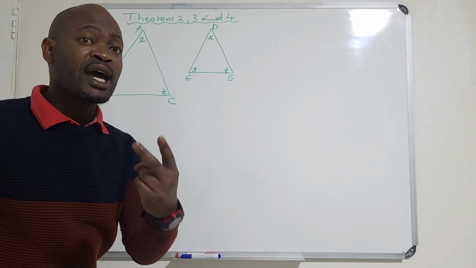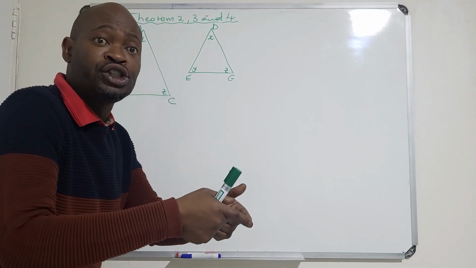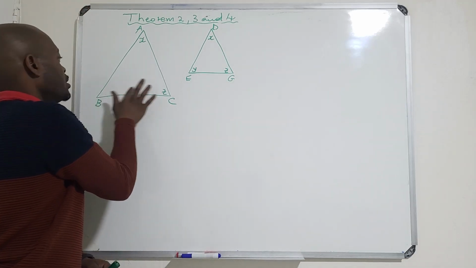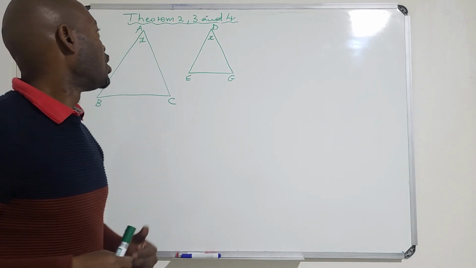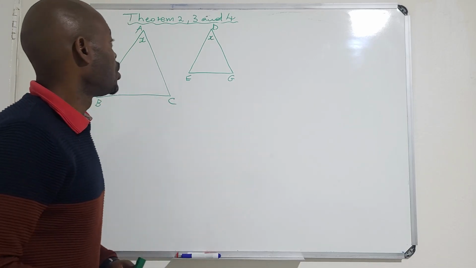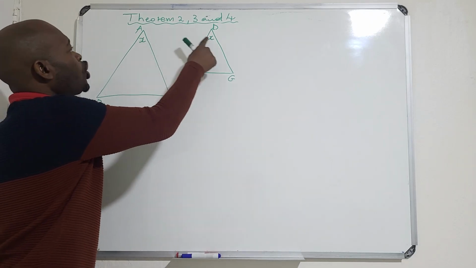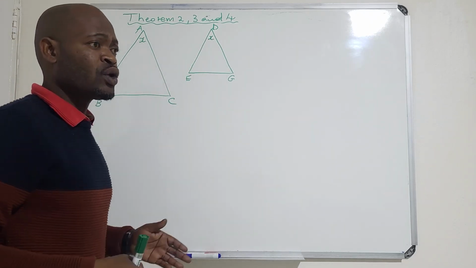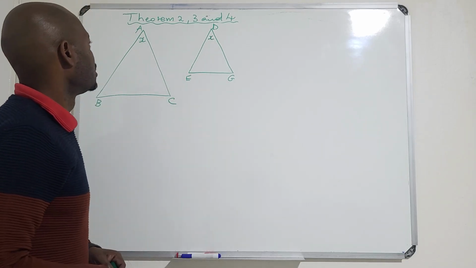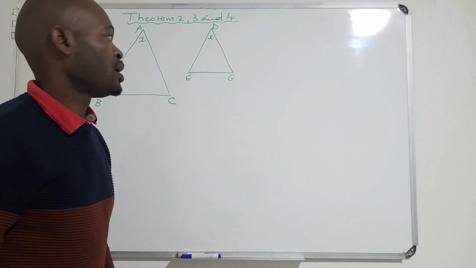When two sides of one triangle are in the same ratio with two sides of another triangle, with the angle included between the two sides. By included, it means that the angle is between the two sides which are in proportion. Therefore, it means that the two triangles are similar.